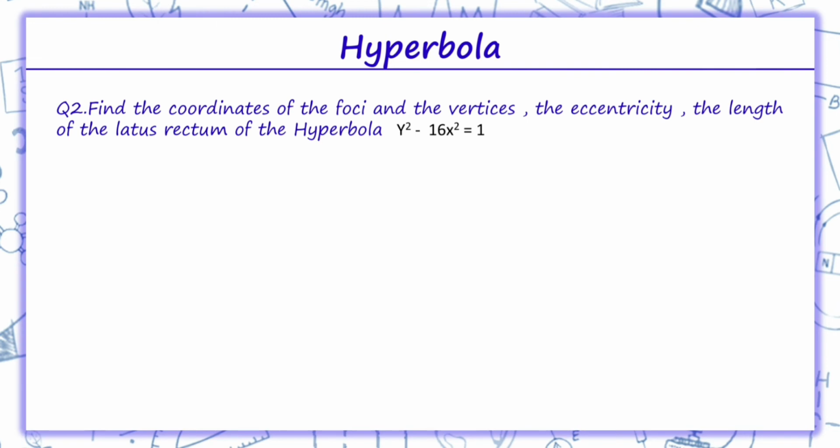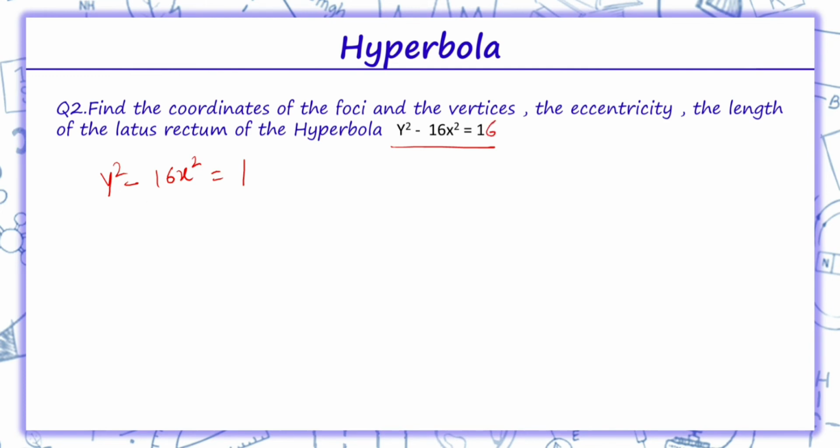Next question: find the coordinates of the foci and the vertices, the eccentricity, and the length of the latus rectum of the hyperbola y square minus 16x square equals 1. So now we have to convert this equation into the form y square upon a square minus x square upon b square equals 1. So here we will be dividing each term by 16.